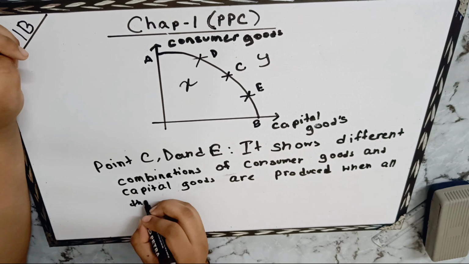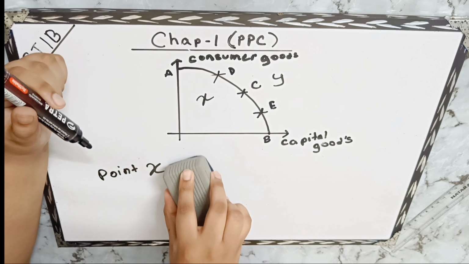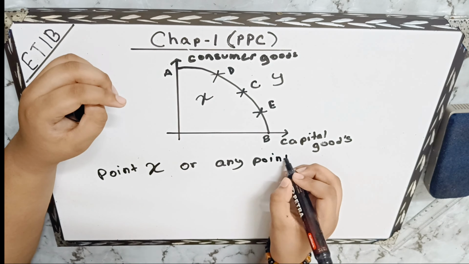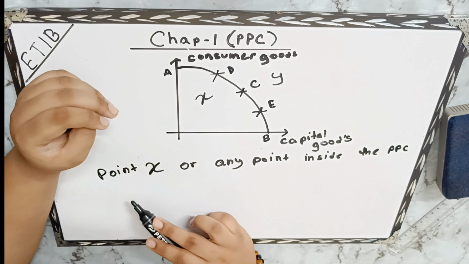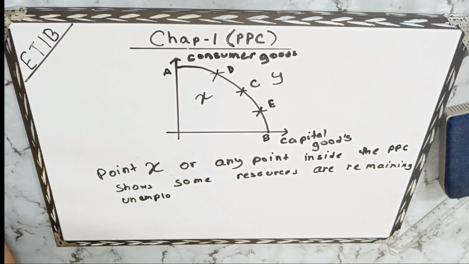So let's move on to point X. Point X, or any point inside the PPC or the production possibility curve, shows that some resources are remaining unemployed. So let's move on to the last point, point Y.